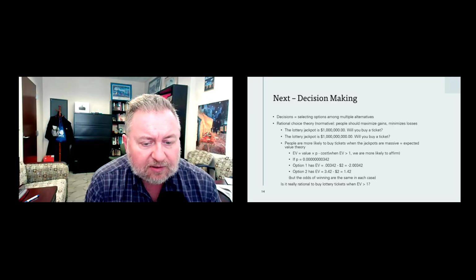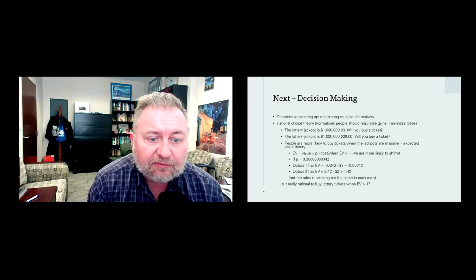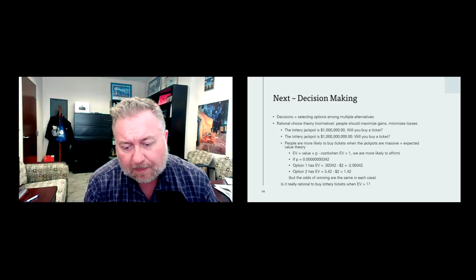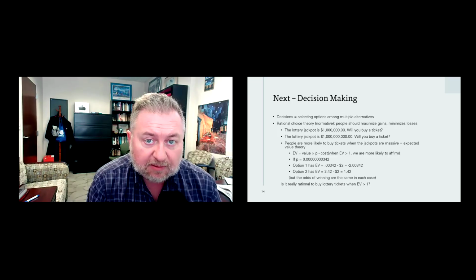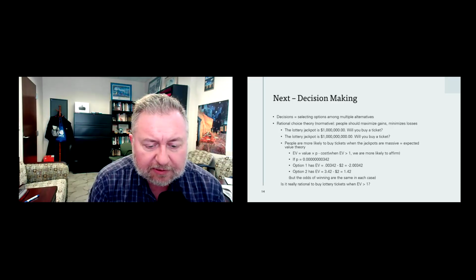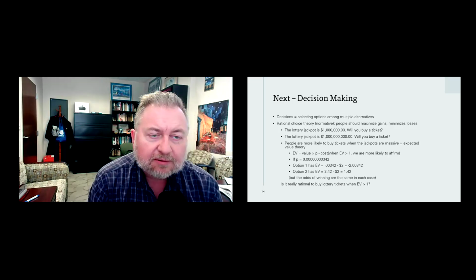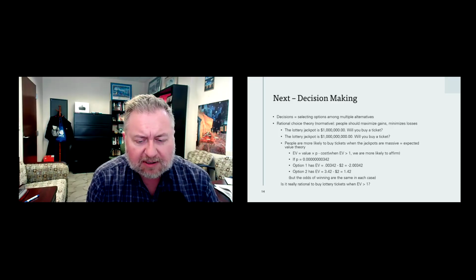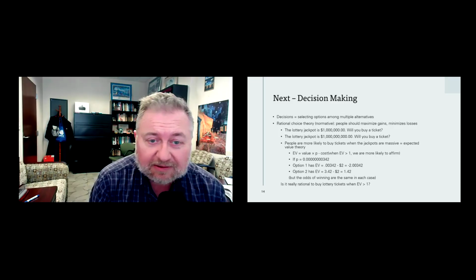And expected value theory says that we should be more likely to affirm, or maybe we should affirm. And that, of course, appears to be true. People do this. So does that mean that we're going to win the $1 billion? No. Does it mean that we're going to win $1.42 even? No, of course not, right?